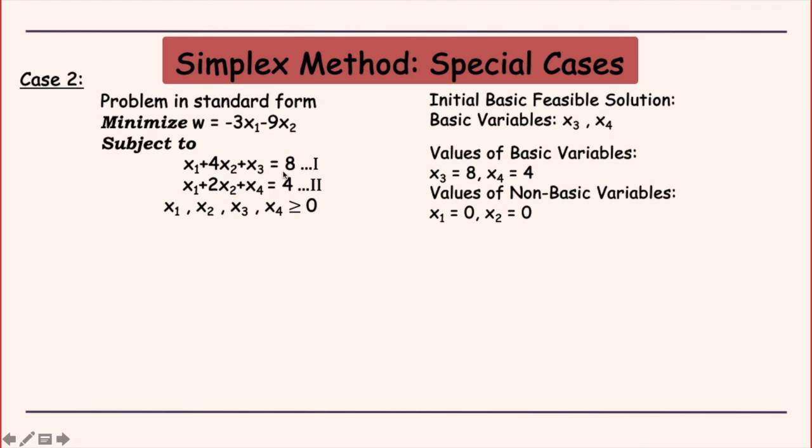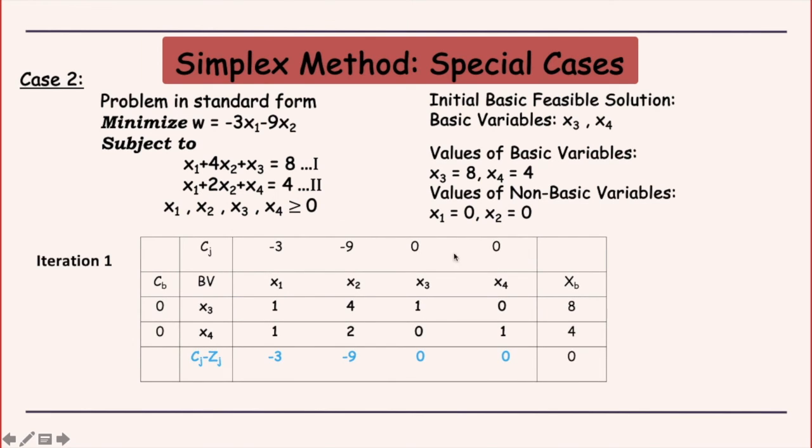So initially the values of the basic variables would be 8 and 4. X3 and X4 are basic and their values are, sorry, 8 and 4, and the other two, X1 and X2, are non-basic, so their values are 0. So this would be my initial table. Here I have all the coefficients. Here you can see the identity which is created, and this is the first Cj minus Zj.